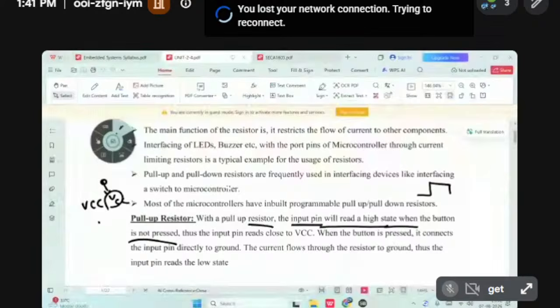After that, whenever we have a pull up resistor and the button is pulled up, automatically we have the high state. High state is nothing but it will be functional. So whenever we press down, the resistor will not be working. When it is in the pull up state, the resistor will be in the functioning state. That's one thing. When the button is pressed, it connects the input pin directly to the ground. The current flows through the resistor to the ground, thus the input pin reaches the low state. So try to note down these points.